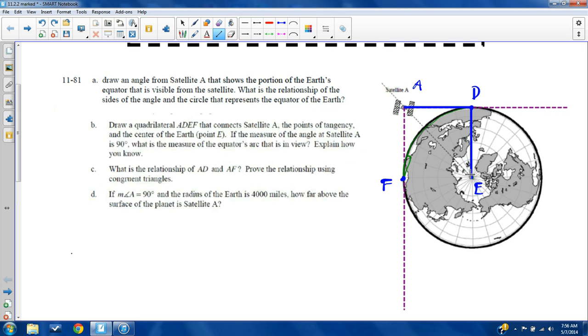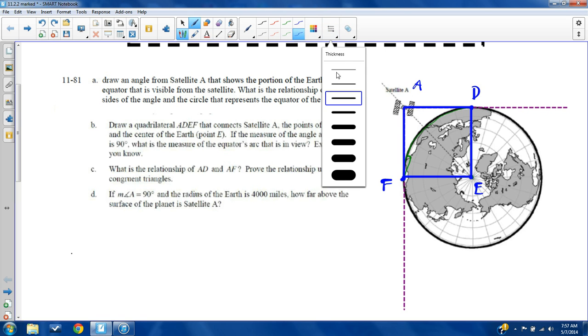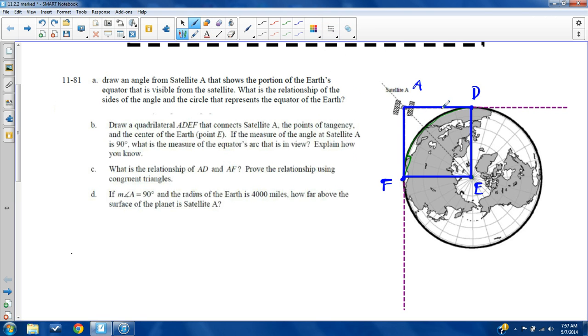Now you'll notice DE is a radius. FE is a radius. There we go. AF and AD are tangent lines. So let's start talking about relationships. First of all, radius merged with tangent line. Here's the radius, here's the tangent line. This must be 90 degrees. Angle D is 90 degrees. Angle F is also 90 degrees for the same reason. Tangents with radius make 90 degrees.